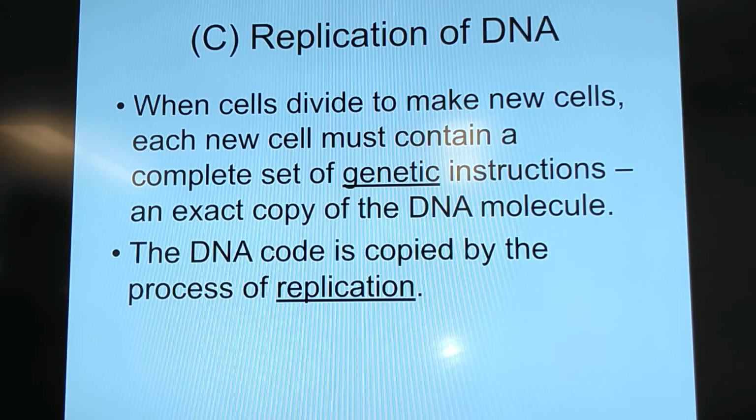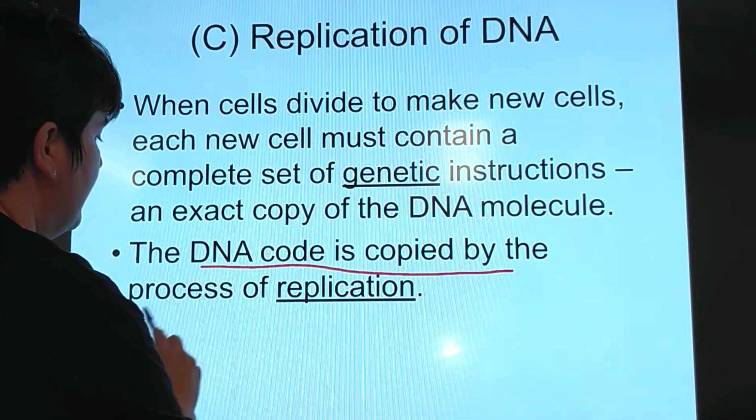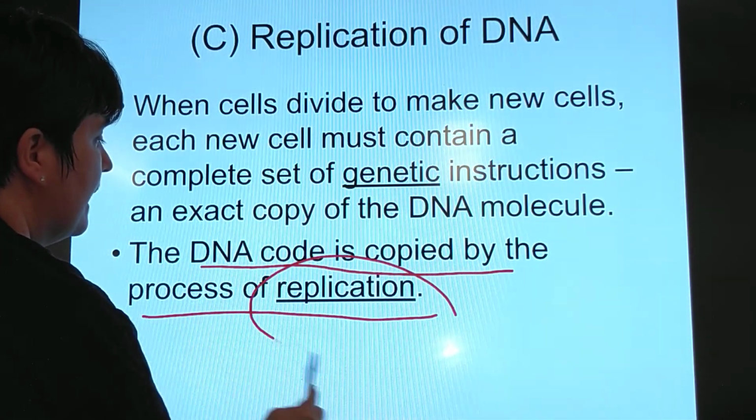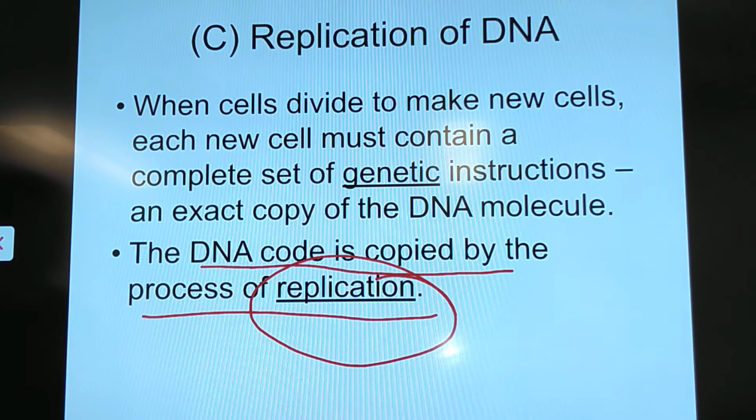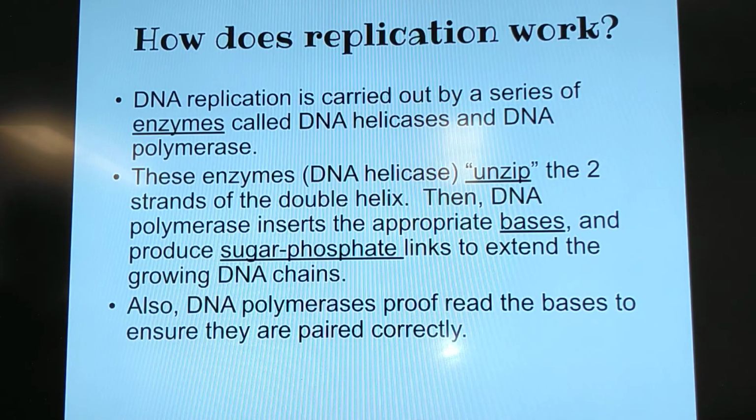The DNA code is copied in a process called replication. That's going to be important to know. So the DNA code is copied in a process of replication. DNA replication is copying the genetic code from one strand of DNA to another strand of DNA so that the cell can reproduce. So how does replication work?